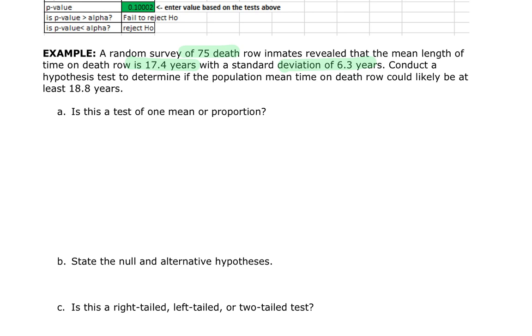Conduct a hypothesis test to determine if the population mean time on death row could likely be at least... Well, this information is my mu. What it's not giving me is my sigma. Since it's not giving me my sigma, I already know without doing anything more that I'm in a t distribution. So what is this? This is a one mean test, okay?